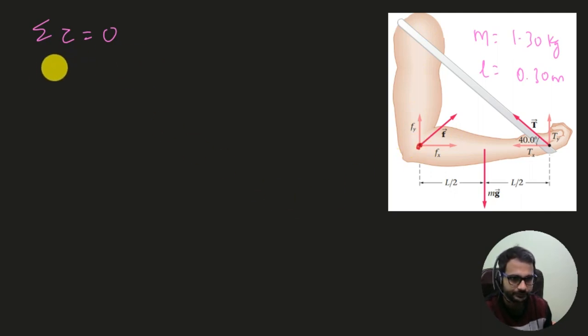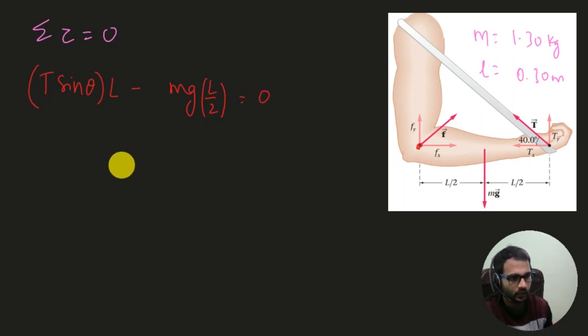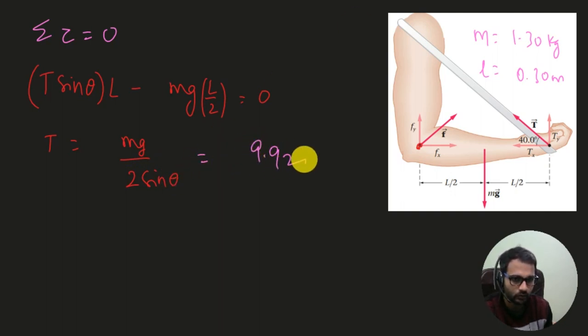So what I can write here: we take this component, T sine theta, multiplied with this distance L, and this is positive here because the torque is in the counterclockwise sense. Then minus mg into L by 2, and this equals 0. Now from here we can find the value of T. This T would be equal to mg divided by 2 sine theta. Just plug all these values here to find the tension force T, you'll get 9.92 newton.